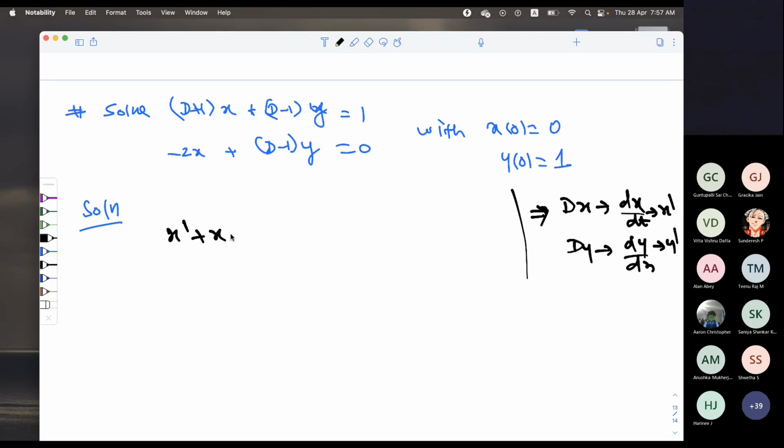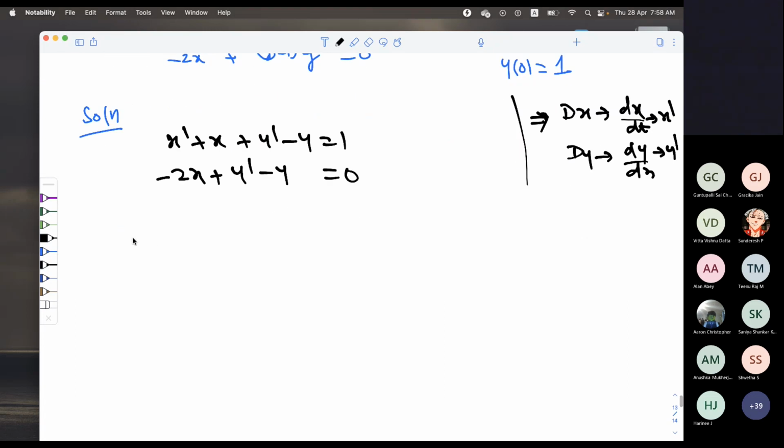Yes, sir. The given equations are x' + x + y' - y = 1 and -2x + y' - y = 0. This is the given equation. Apply the Laplace transform on both the equations.